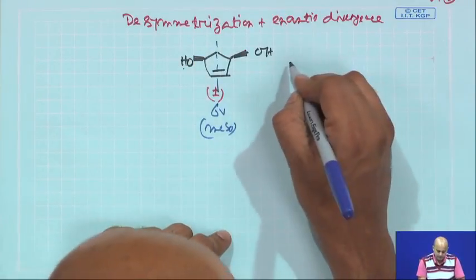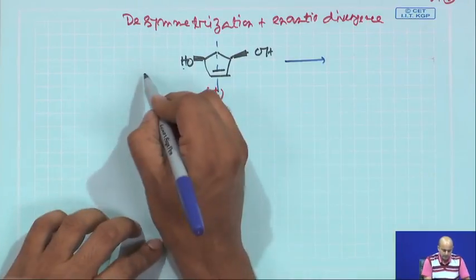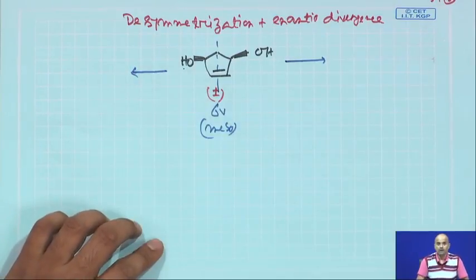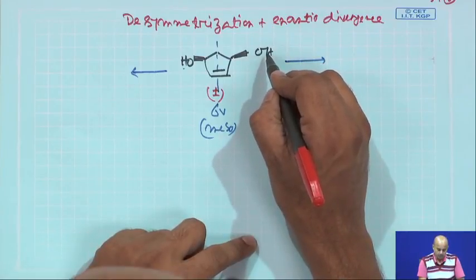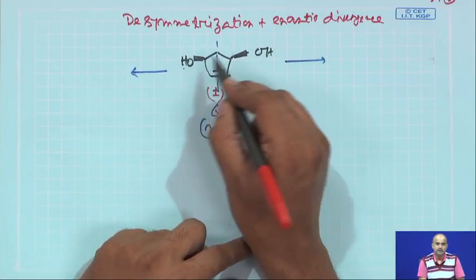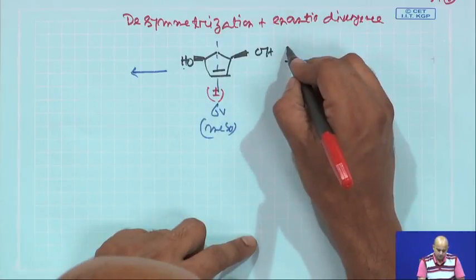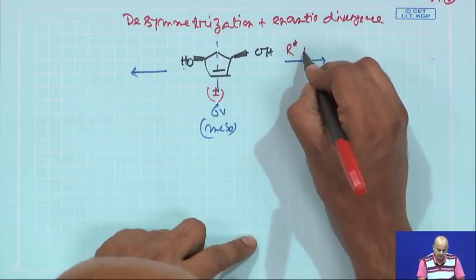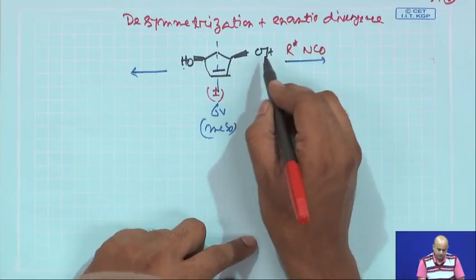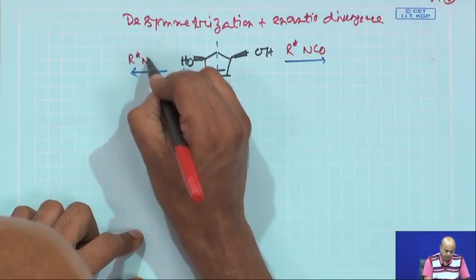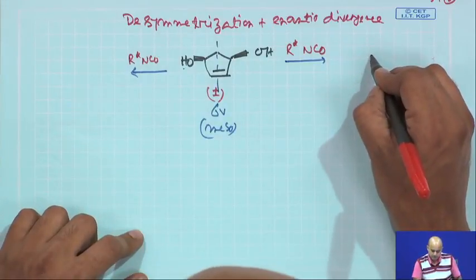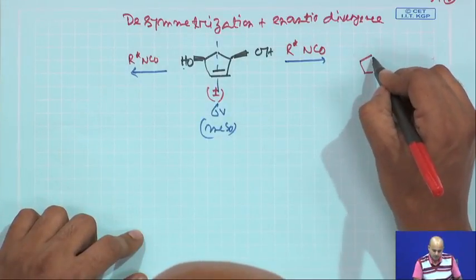Now, we already know the CDA technique, which we explained earlier. I am saying that as both OH groups are enantiotopic and their reactivities are almost similar, we will react with a chiral isocyanate at this one as well as this one. Fine. So, what will we now get?